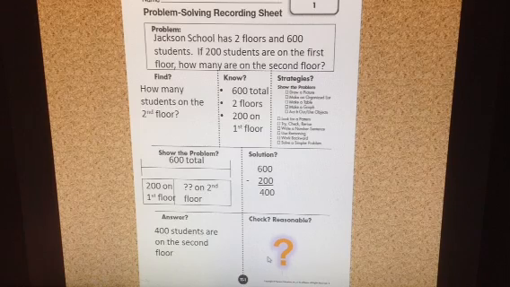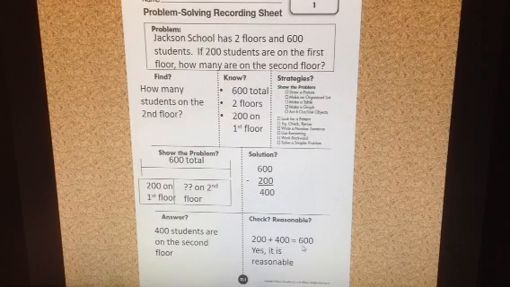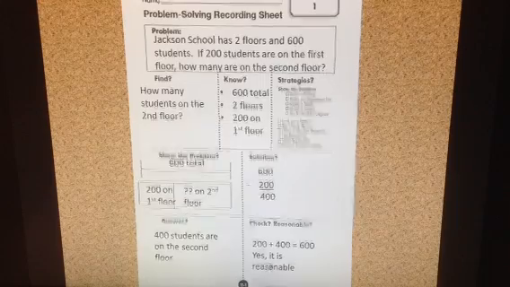Next, we thought about how we could check our answer. Students mentioned fact families could be used, rearranging those numbers. So we could use a fact family to figure out if our answer was correct. We could do 400 plus 200. Does it equal 600? Yes, it does. So our answer does check. 200 plus 400 equals 600. And yes, now we know it's a reasonable answer.